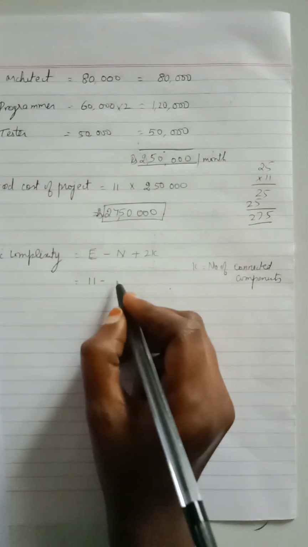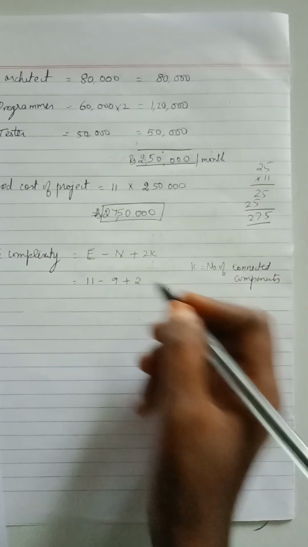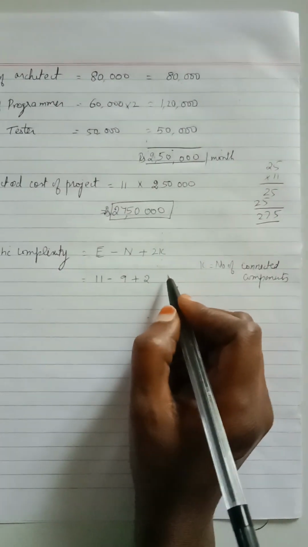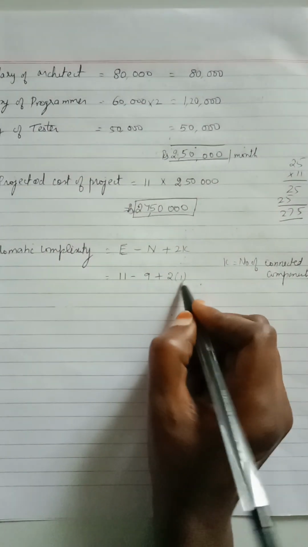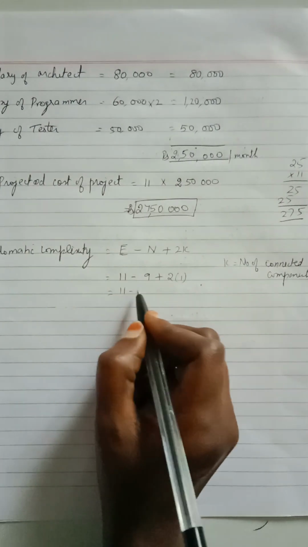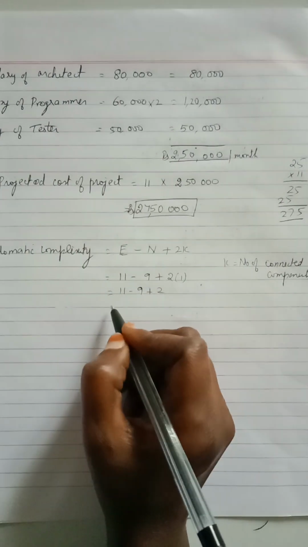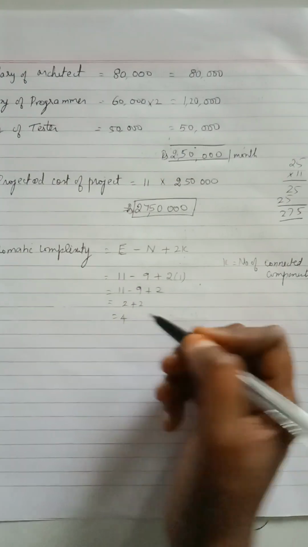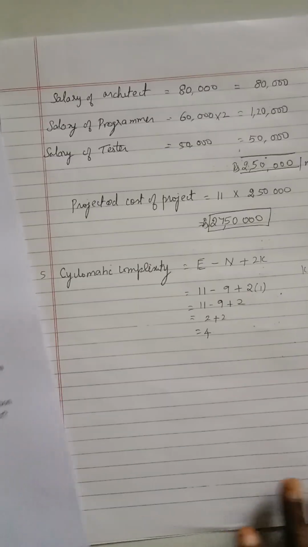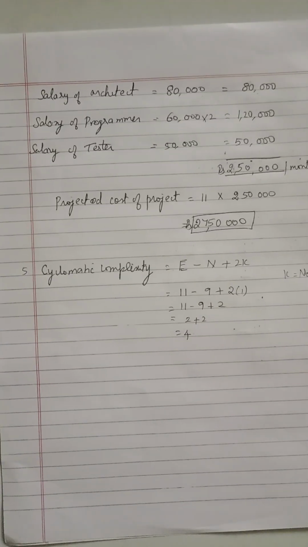So I have the value of 9 plus 2k. K is 1, I told you. Connected component means it is 1 only, so it's a connected graph and k is 1. So 2 into 1. This is 11 minus 9 plus 2, so 2 plus 2, which is equal to 4. This is one method for finding the cyclomatic complexity.